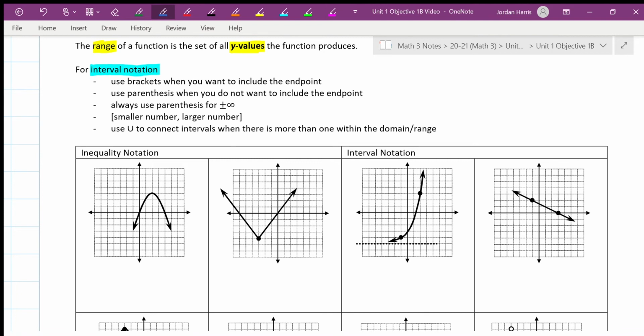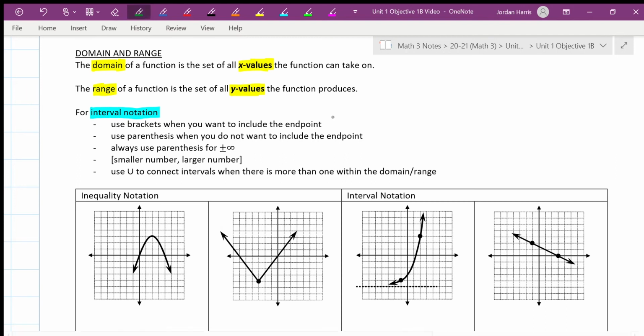Okay. So we have brackets versus parentheses. Brackets, sometimes called square brackets, mean the same thing as a parenthesis, but in interval notation, brackets mean we include the point. Parentheses mean we do not include it. And you can have one of each, or you could have both the same. So brackets include, parentheses do not include. We always use parentheses for positive or negative infinity, that's the infinity symbol, if you didn't know.